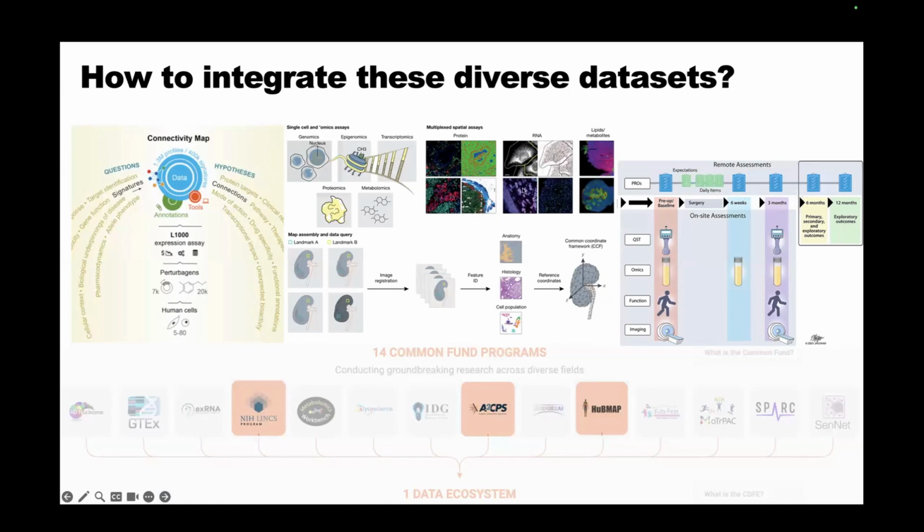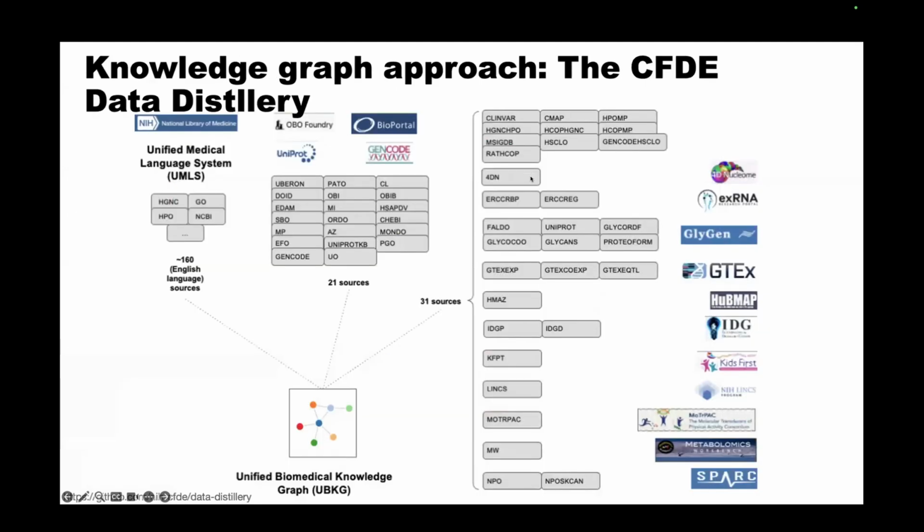So the challenge here is basically similar to the Translator one, right? You've got these data sets that on the surface have nothing to do with each other. If you're familiar with the LINCS project, you perturb cells by knocking down or knocking out genes or hitting them with chemicals, and you get readouts of gene activity. That has nothing to do with A2CPS, which is a study of chronic pain, or HuBMAP, which is spatial single-cell omics data. So they have nothing to do with each other, but we're tasked with integrating them together.